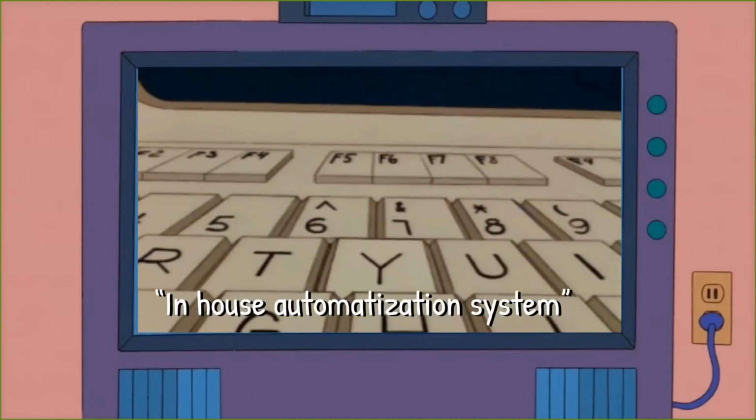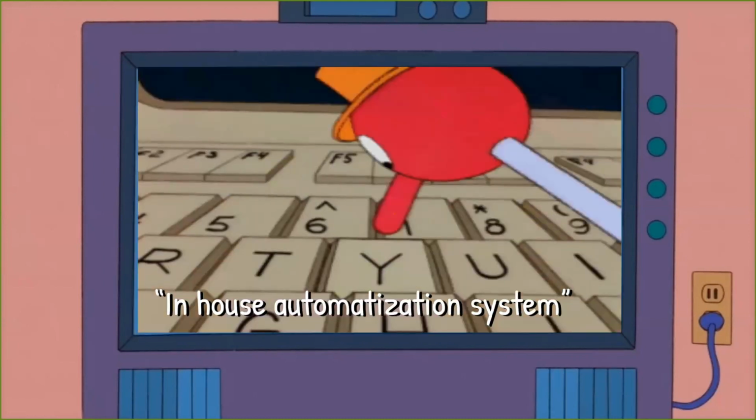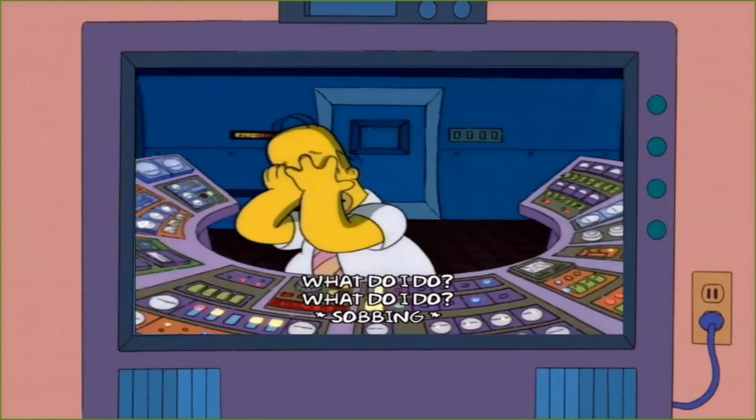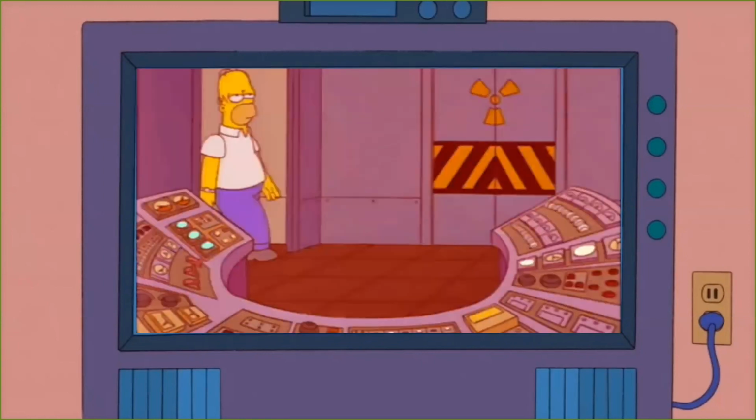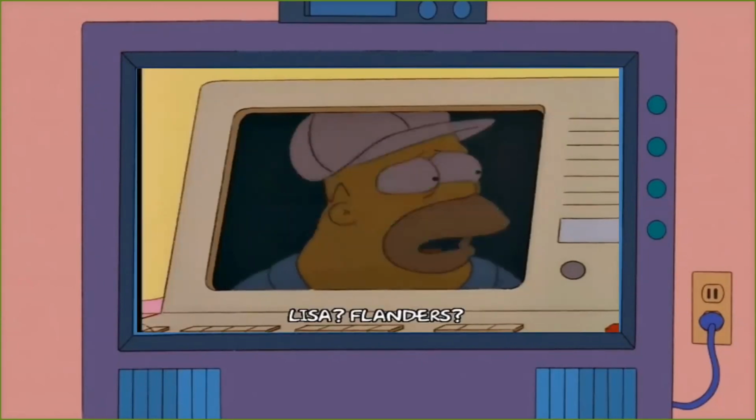So now Homer has to handle the ops by himself. He even built his own automation system. You remember it, right? But it quickly became something like this, and it finally ends in something like this.